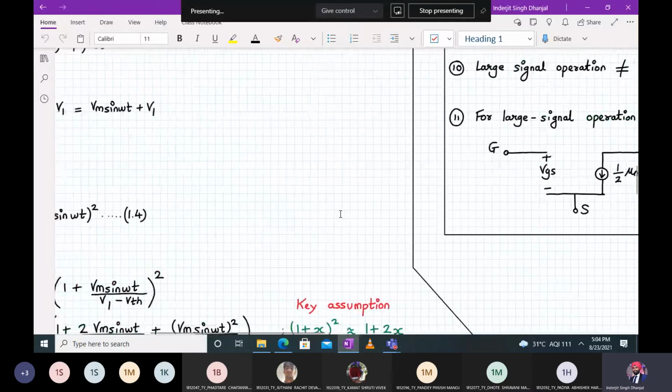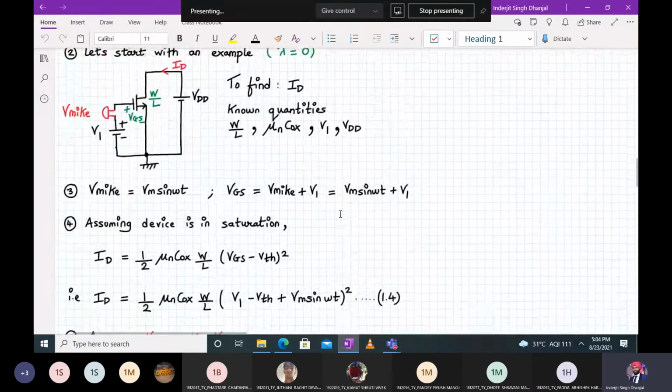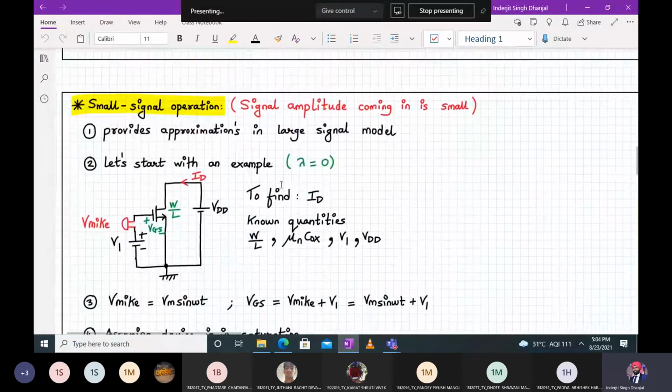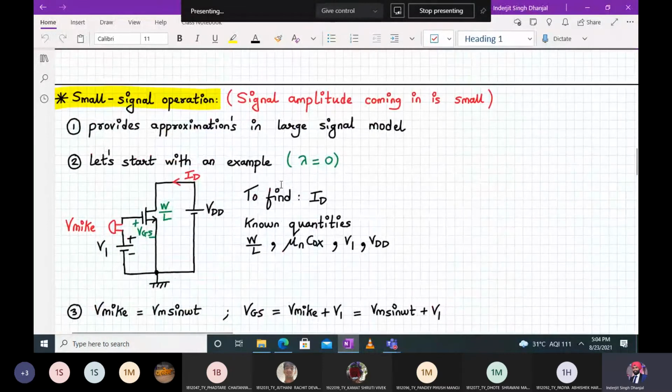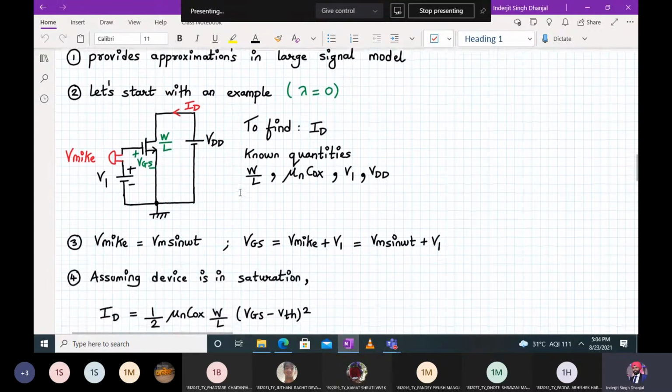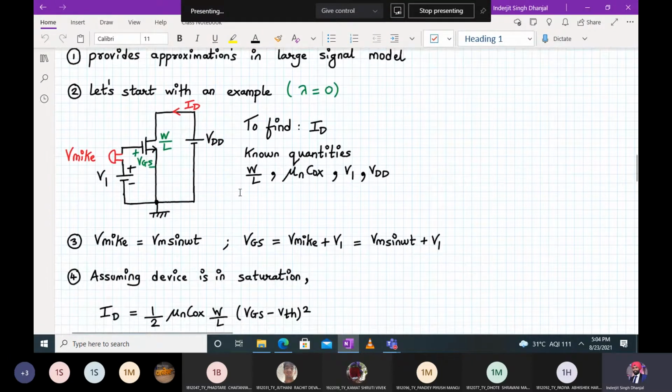Okay, so let us quickly wind up now. So this is about the small signal operation, which applies if the signal amplitude coming in is very, very small. So my small signal operation is an approximation to a large signal model. So let us start with, and quickly we will browse through it. So our lambda is 0. We assume lambda to be 0.